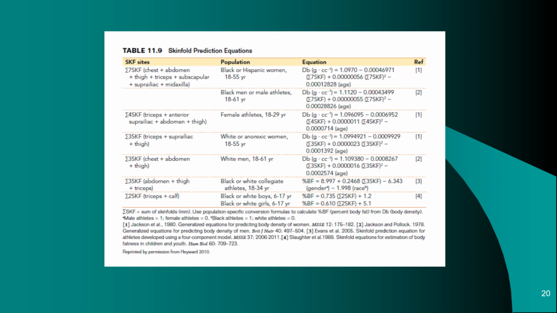Okay, so here are some variations on the equations that you may have to use depending on your client. If they're black or Hispanic, there's one; black men or male athletes, female athletes, white or anorexic women, white men. So there are differences, and you want to make sure that you use the right formula depending on your client.